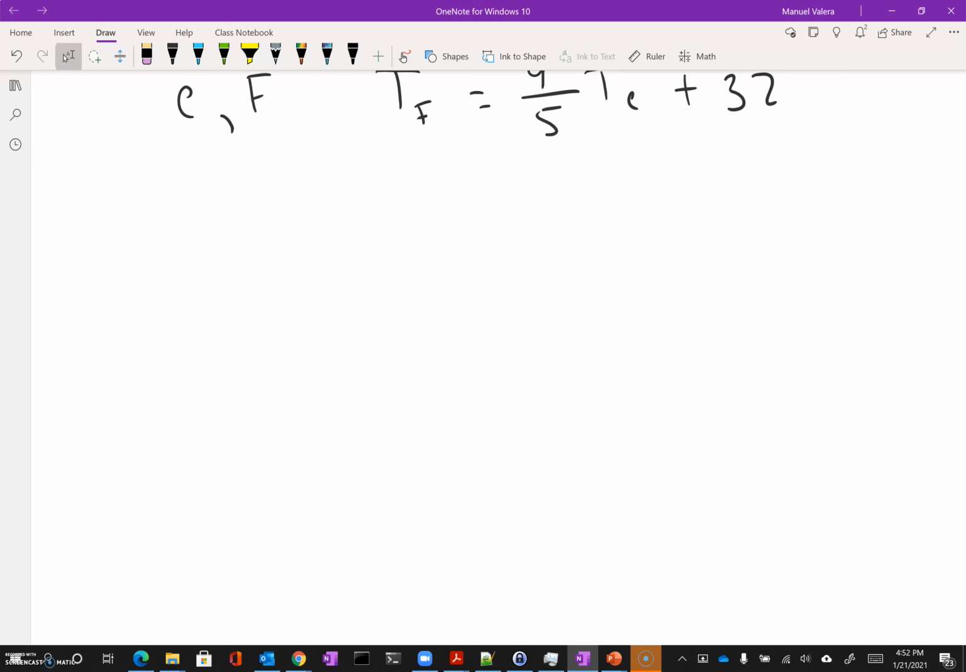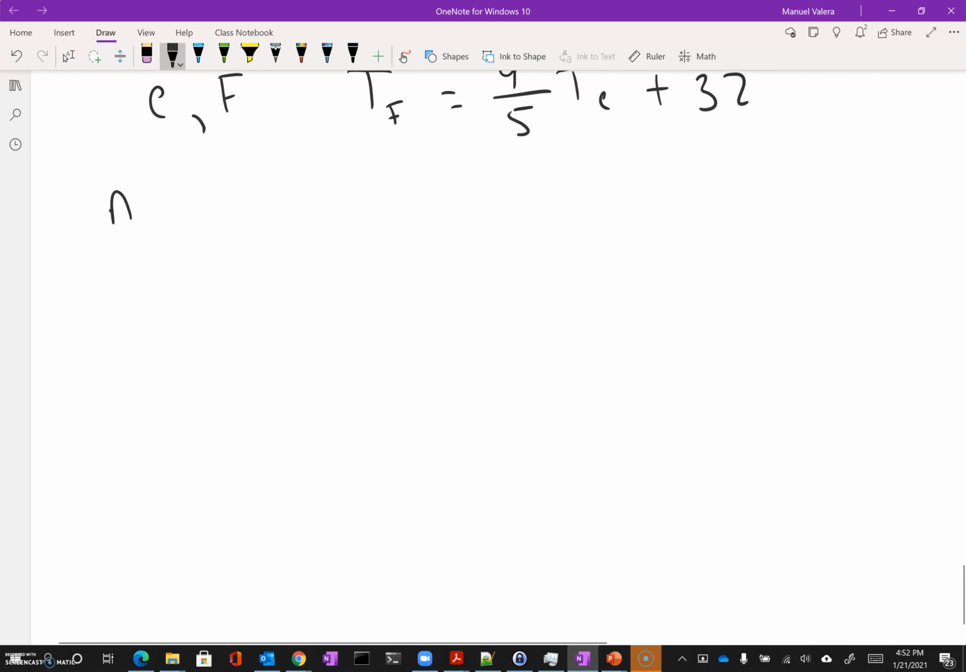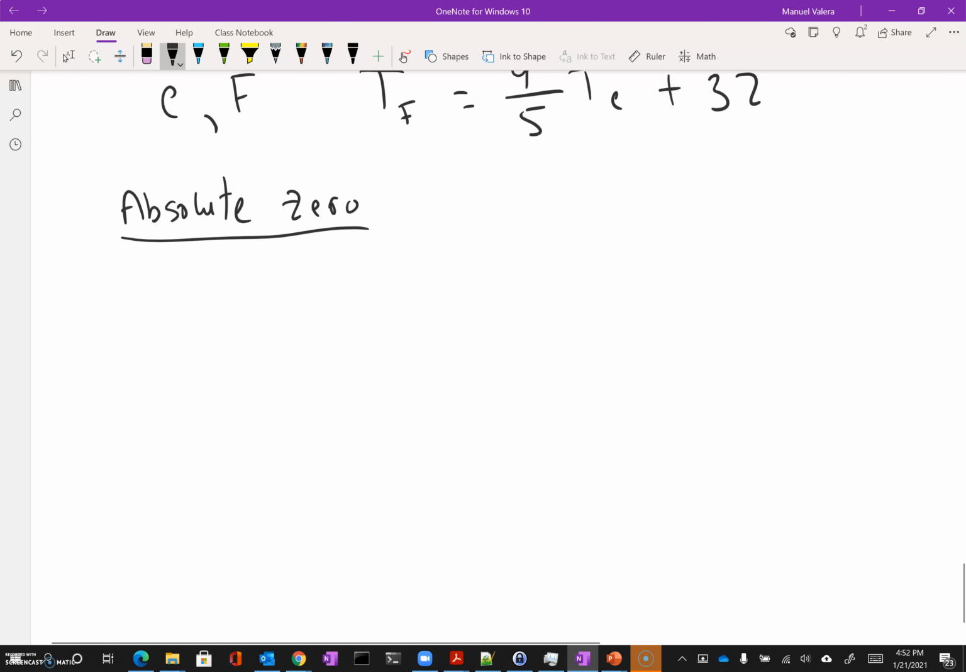Some important temperatures that are good to know. There is an absolute zero. Absolute zero. And so this is the lowest temperature we can ever reach. And in Celsius, it is minus 273. In Kelvin, it is just 0. And in Fahrenheit, it is minus 460.